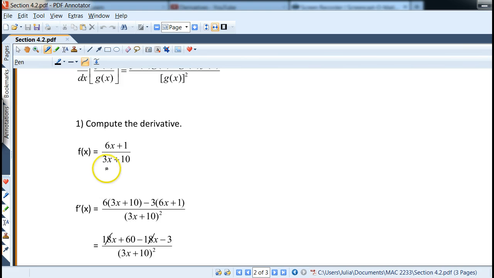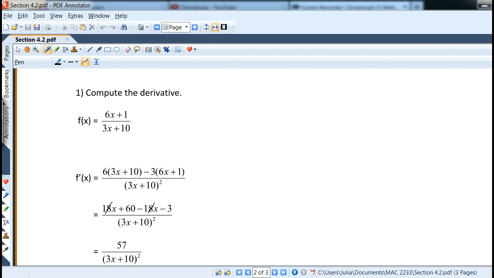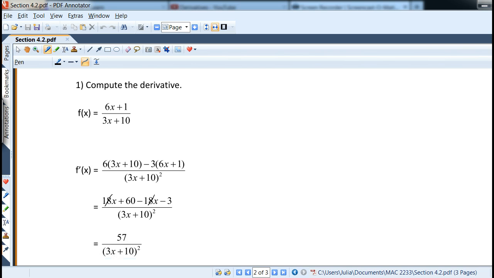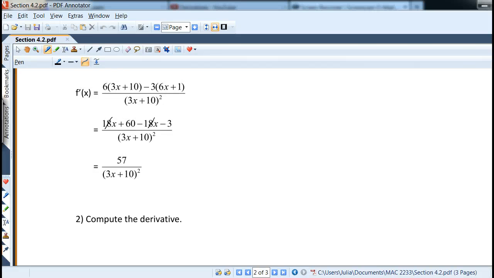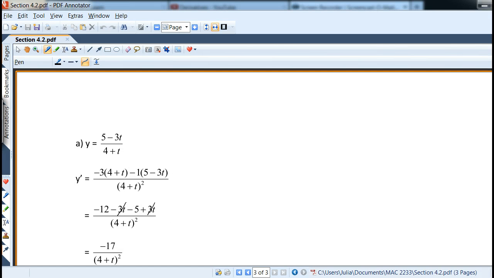What happens a lot of times when you have x over x, the leading terms would cancel. This happens quite a bit. So we have 18x plus 60 minus 18x minus 3. Notice how x's cancel out. So we end up with, I believe, 57 over 3x plus 10 squared. And that's it. So it looks intimidating at first, but once you get used to it, then it gets a little bit easier.